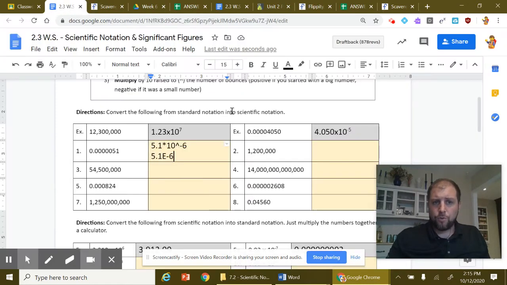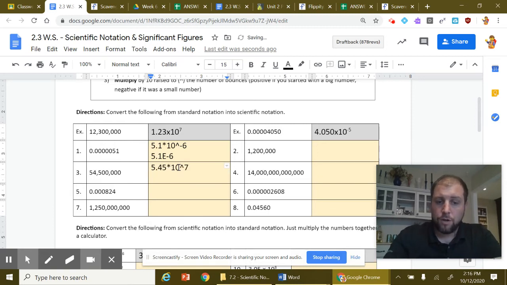Okay, number 2. The question to number 2 was convert 54,500,000 into scientific notation. So I'm going to bounce the decimal point over until I get between 1 and 10. So 1, 2, 3, 4, 5, 6, 7. Okay, so 5.45 times 10 raised to the 7th. Or if you prefer, 5.45 E7.